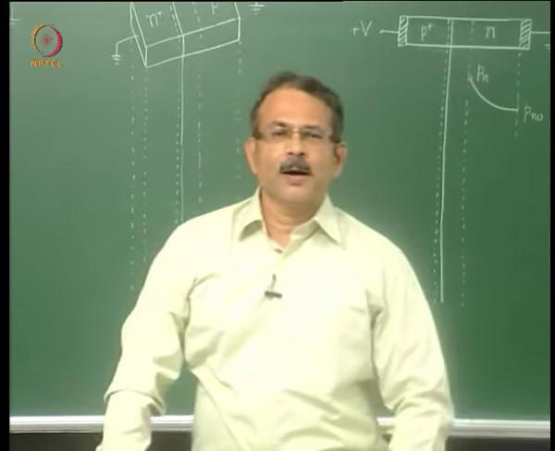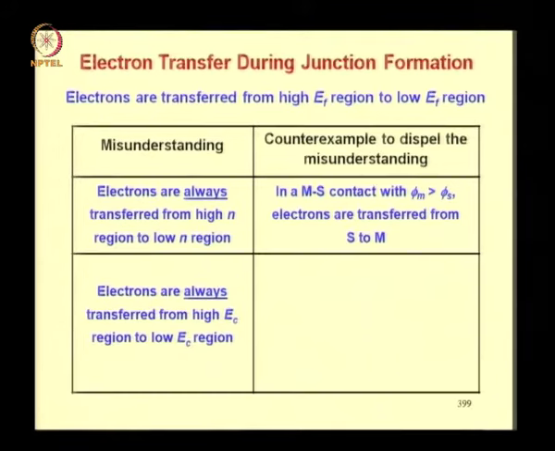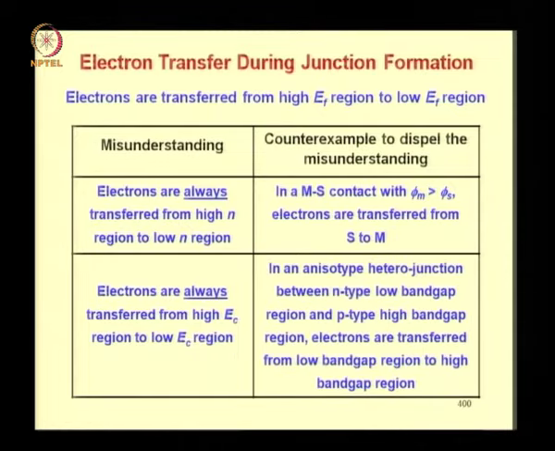Let us look at another misunderstanding. Electrons are always transferred from higher conduction band edge region to lower conduction band edge region. The counter example: in an anisotype heterojunction between N type low band gap region and P type high band gap region, electrons are transferred from low band gap region to high band gap region.